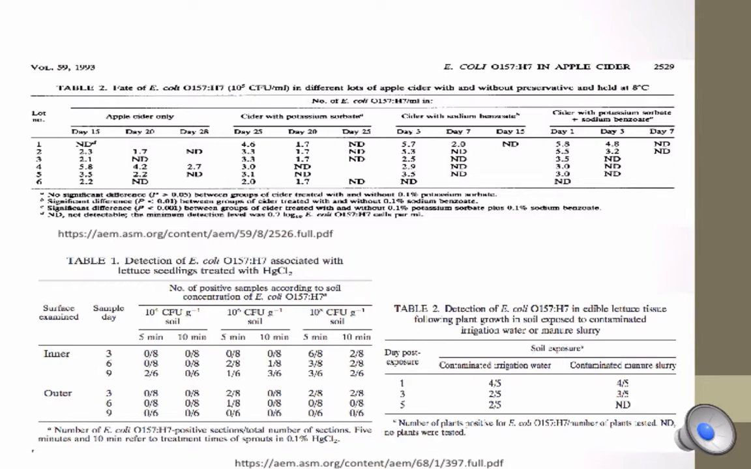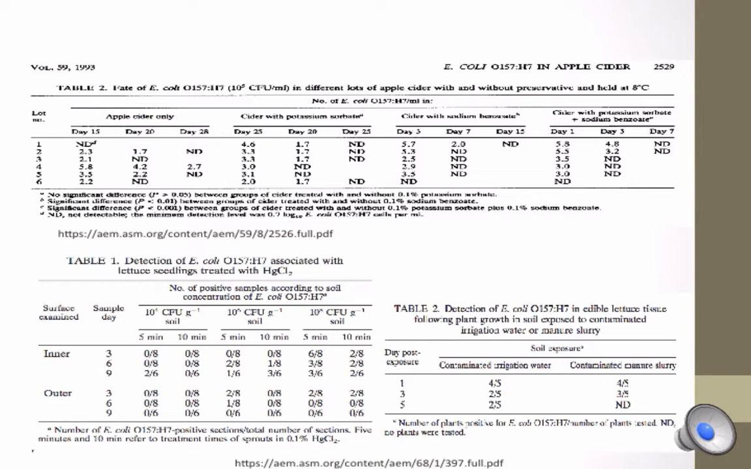This was done on 6 different lots of unpasteurized cider. The first one being the apple cider only. Then we're looking at 2 preservatives known as potassium sorbate and sodium benzoate, and a combination of both those preservatives as the 4th test. The results you can kind of see right here: when apple cider is left to its own, the pathogen still kind of dies off and is not as prevalent.